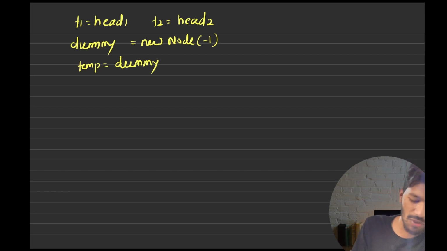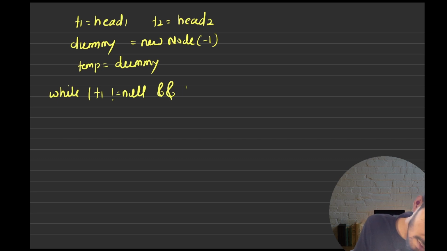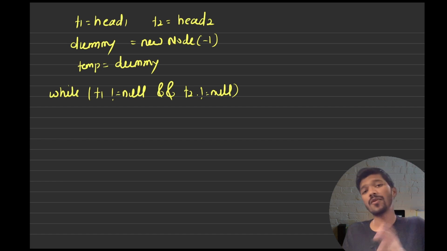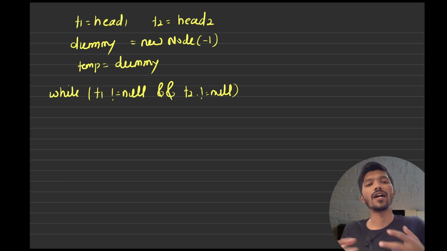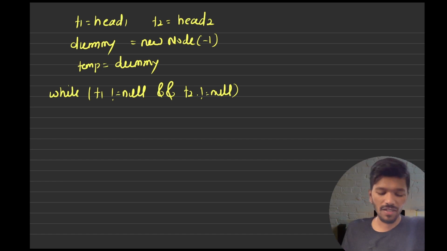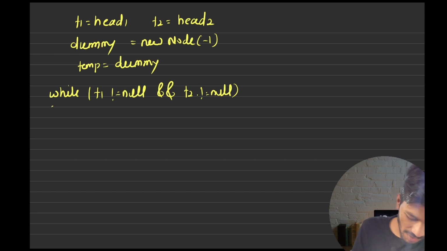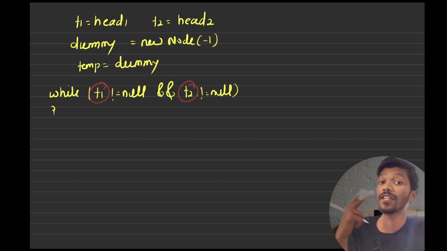Now I need to keep on doing this while my temp1 is not equal to null and temp2 is not equal to null. Unless I end up at the end of one of the lists, I have to keep on going. So inside this I will check which data is smaller: is the data present at T1 smaller, or the data present at T2?